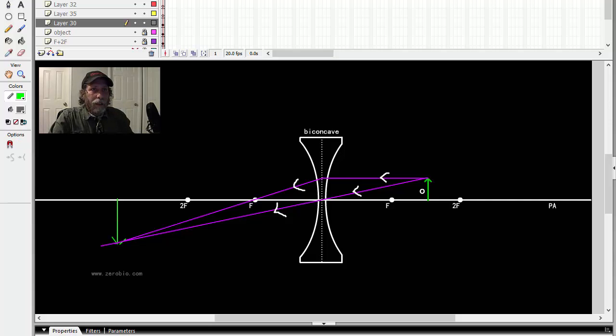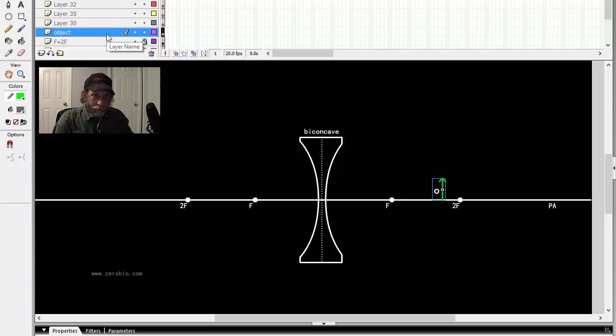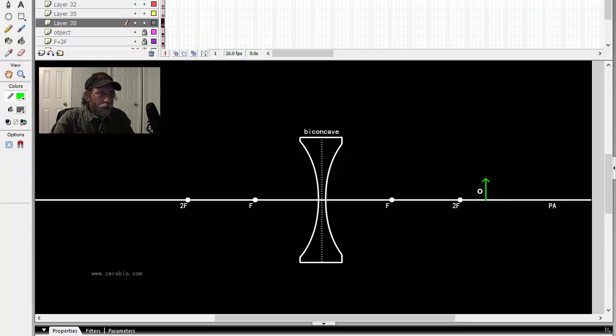Good. Let's do one more. Let's really bring out the object real far. Last one. Object way out there. Let's see what's going to happen. Same rules are going to apply. Parallel and through F. Incident, refracted.